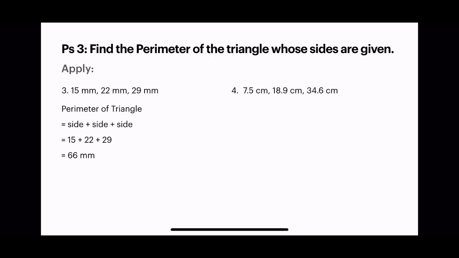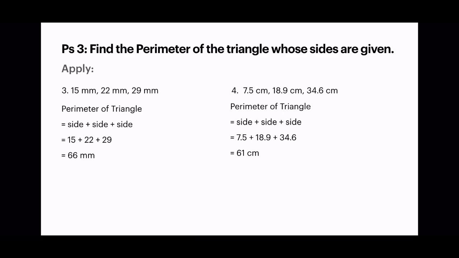Let us see the fourth sum, which is 7.5 centimeters, 18.9 centimeters and 34.6 centimeters. So the perimeter of the triangle is again side plus side plus side, which is 7.5 plus 18.9 plus 34.6, which is equal to 61 centimeters.